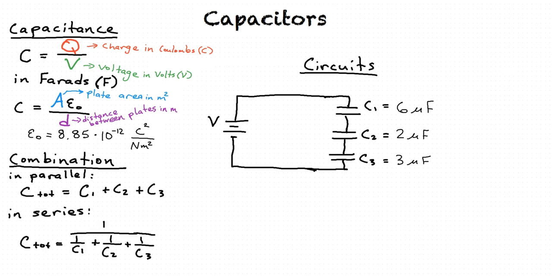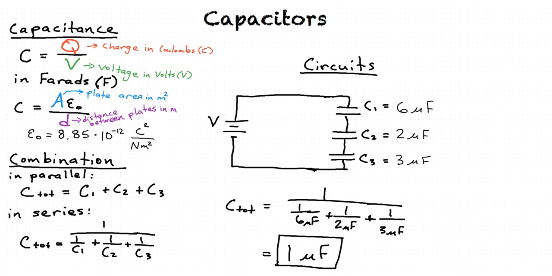C total equals 1 over C1 plus 1 over C2 plus 1 over C3. Now we will substitute the numbers in. 1 over 6 microfarads plus 1 over 2 microfarads plus 1 over 3 microfarads. And after performing this whole calculation, we find that C total equals 1 microfarad. This is how you combine capacitors in parallel and series. After you find the total capacitance, then you can relate it with the charge and voltage.